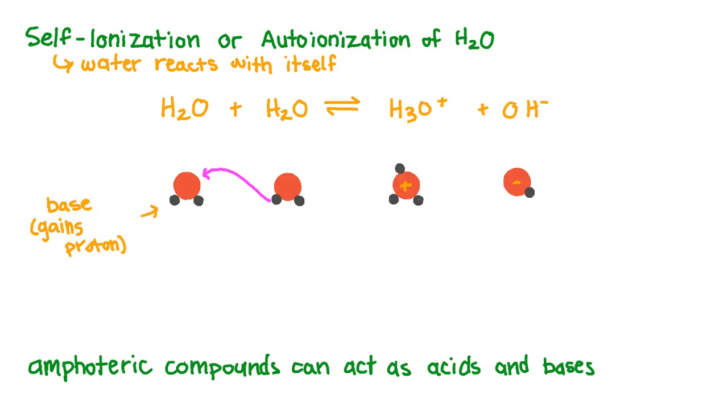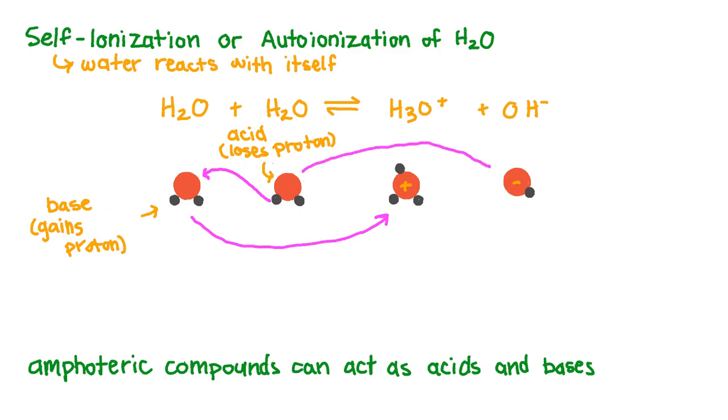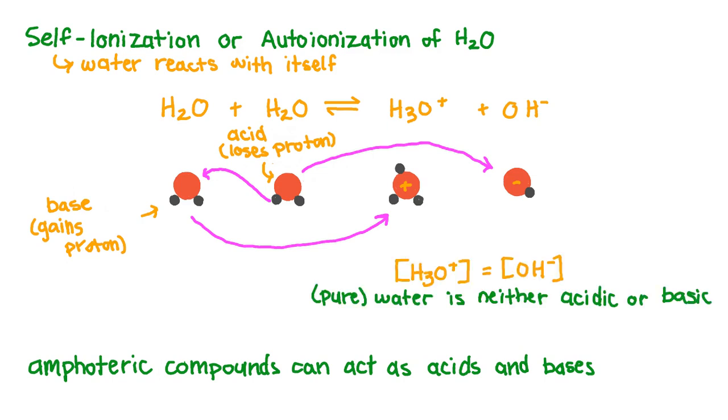The water molecule that takes the proton, which would make it a Bronsted-Lowry base, forms H3O+. The other water molecule here is acting as an acid since it donates its proton to the other water molecule, leaving it with one less proton, forming OH-. This is why pure water is neither acidic nor basic, since it's forming equal amounts of H3O+ and OH- ions. However, it does this in very small amounts. The concentration of both OH- and H3O+ will only be 10 to the minus 7 molar.